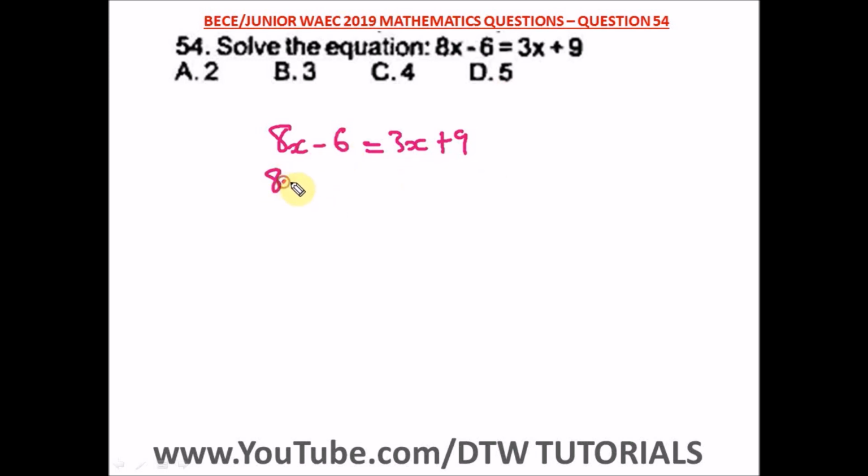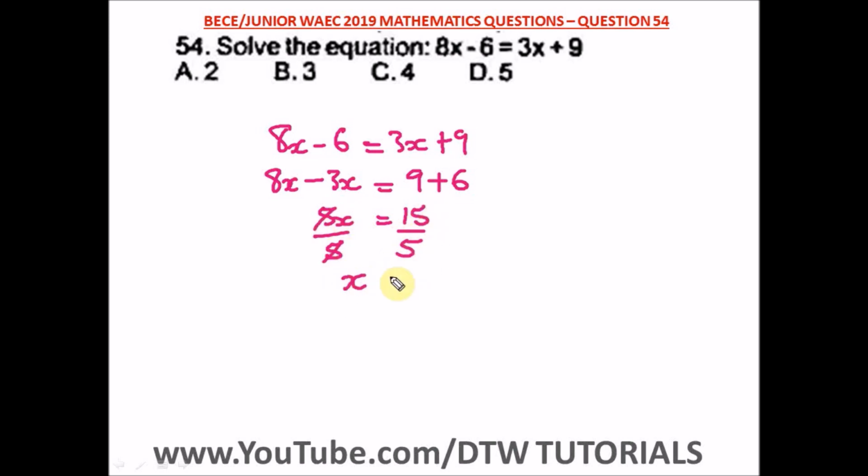Okay, so we have 8x, bringing 3x here, we have minus 3x equal to, bringing minus 6 to this side, this is a plus 9, we have 9 plus what? 6. 9 plus 6. So what is 8x minus 3x? That will be 5x. And what is 9 plus 6? That is what? 15. To get x, we divide both sides by what? 5. Okay? So here we have x.